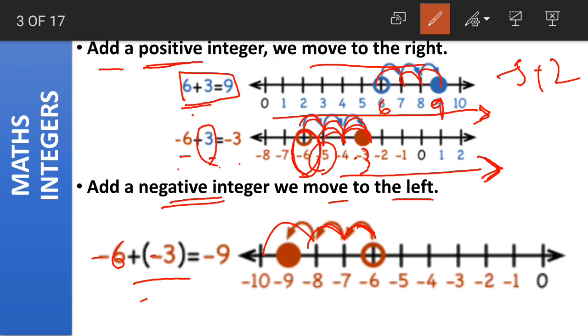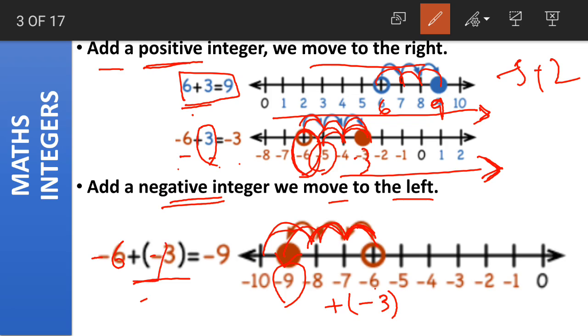We have to move to the left side. We have to move 3 places to the left. 1, 2, 3. And after moving 3 places, the place we arrive at is minus 9. So minus 6 plus minus 3 is equal to minus 9.